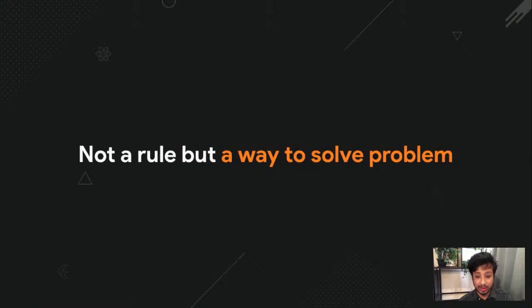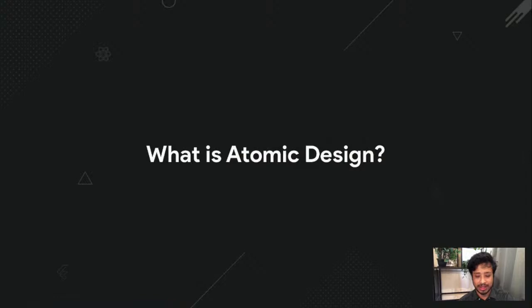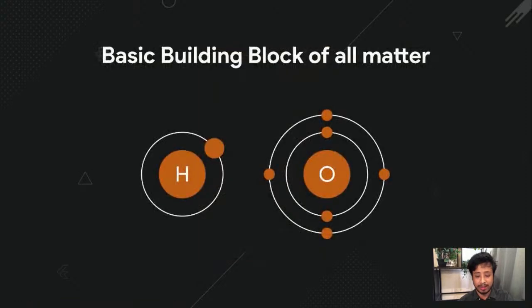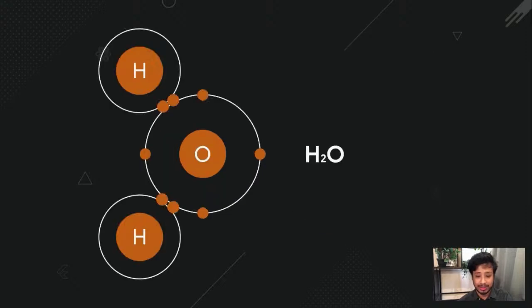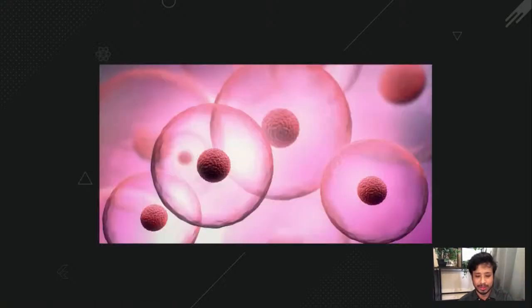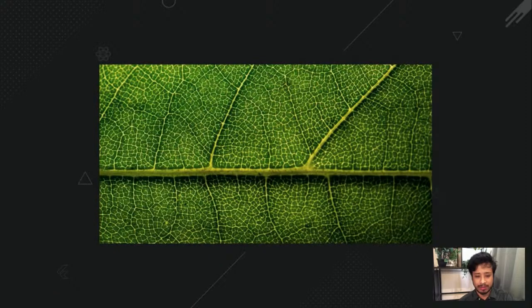Well, a design system itself is not a rule, but a way of solving problems. And atomic design is a way of creating or building a design system. So what does atomic design actually mean? Atomic design was initially created by Brad Frost. He got inspired by the real world, where atoms come together to create another component or building blocks, and the atom is the basic layer of it. So if you see here, we have hydrogen and oxygen, which are the basic blocks of all matter, which combine together to create a molecule, and then it further moves up the hierarchy to create even more complex organisms or a form itself. Right? This was the whole concept of atomic design.